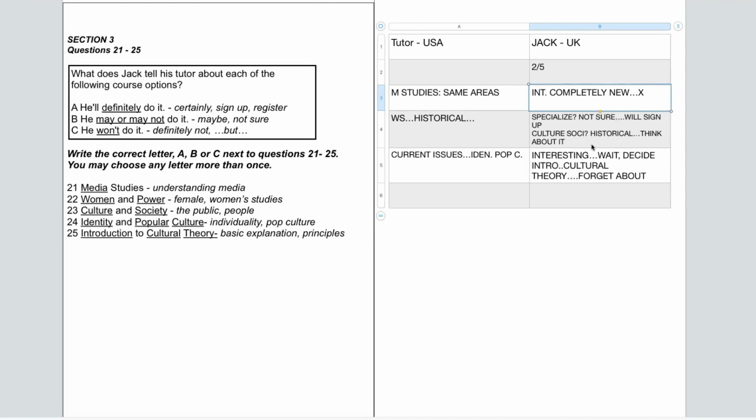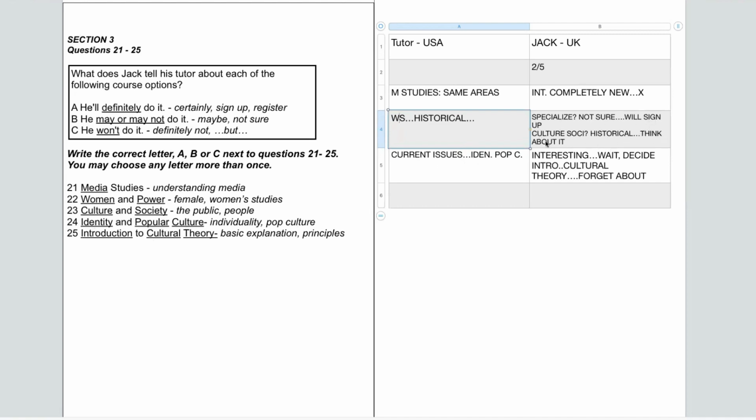I use these dots to connect ideas. So I have media studies here, women and power. Notice how the transcript said women's studies, which was great because we used our synonym here. So current issues is another synonym, for example, for identity and popular culture. Notice how sign up was used quite a bit.